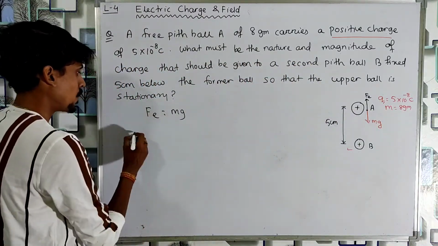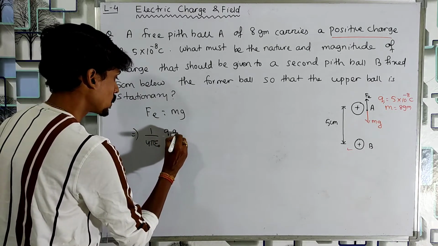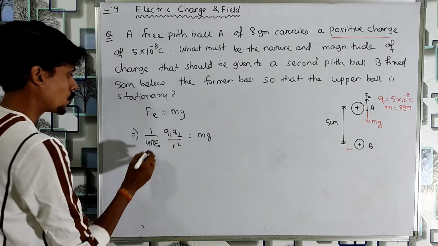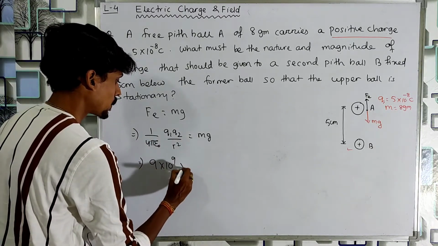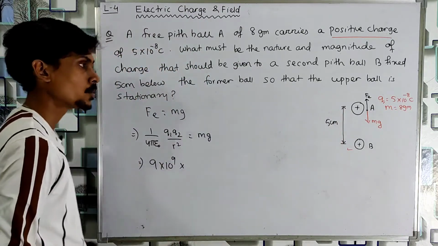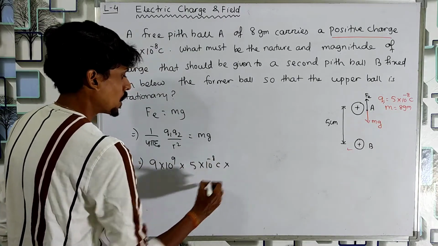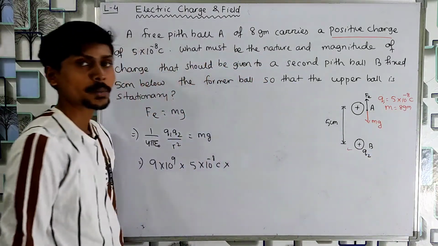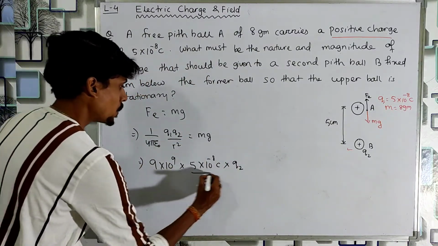So what will be the value of Fe? 1 by 4 pi epsilon naught q1 q2 by r square, that is equal to mg. So what is the value of 1 by 4 pi epsilon naught? 9 into 10 to the power 9, into q1. What is q1? q1 is the charge on the first pith ball, and the value is 5 into 10 to the power minus 8 coulomb, into q2, the magnitude of charge on pith ball B that we have to calculate, divided by r square.